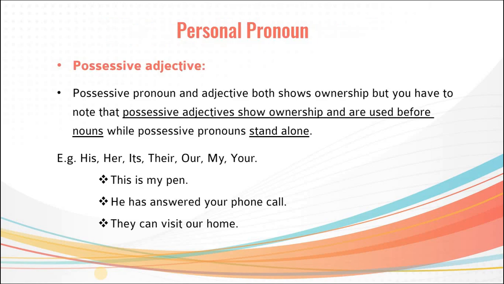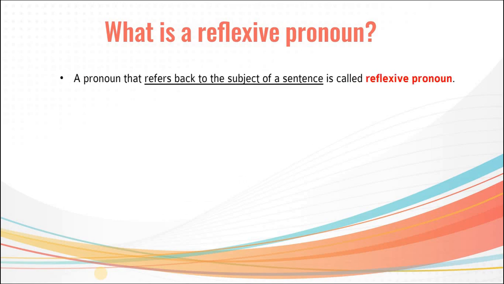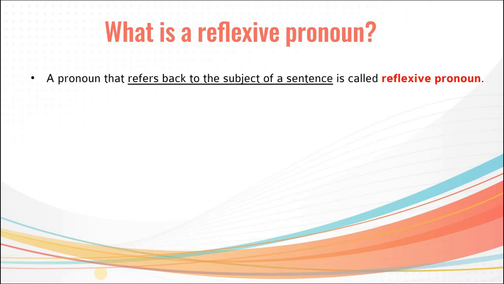So, these are all the personal pronouns: the subjective case, the objective case, the possessive case, and the possessive adjective case. I will summarize a little bit: personal pronouns are talking about the person speaking, the person spoken to, the thing or place spoken about, etc. So all these pronouns are called the personal pronouns, the simplest pronouns of all. Then the reflexive pronoun. What's the reflexive pronoun? A pronoun that refers back to the subject of a sentence is called a reflexive pronoun.